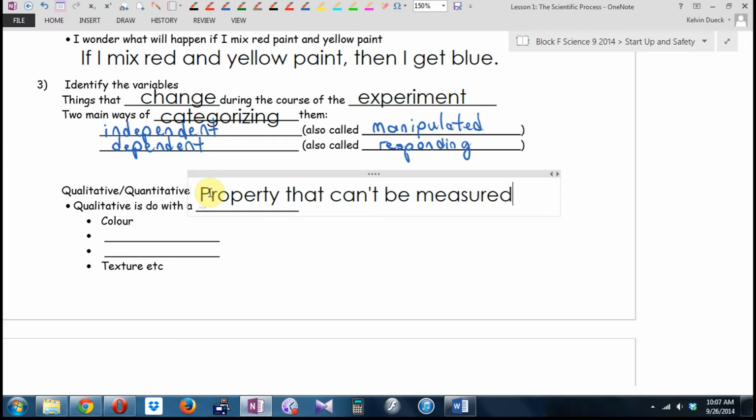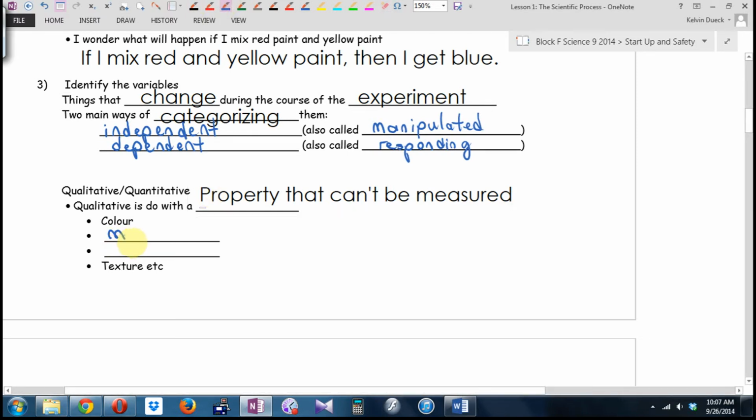What else? I'll give you another one. Magnetism. If something's magnetic or not, it is or it isn't. It's not like, oh, it's kind of 30% magnetic. That's kind of a fancy word, a binary condition. You either are or you're not.